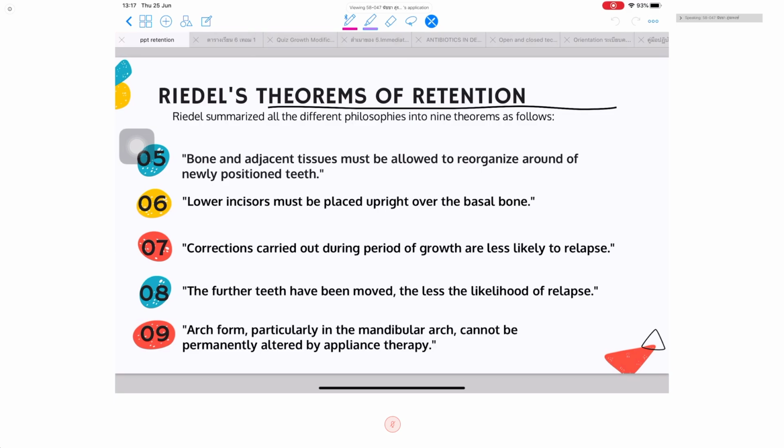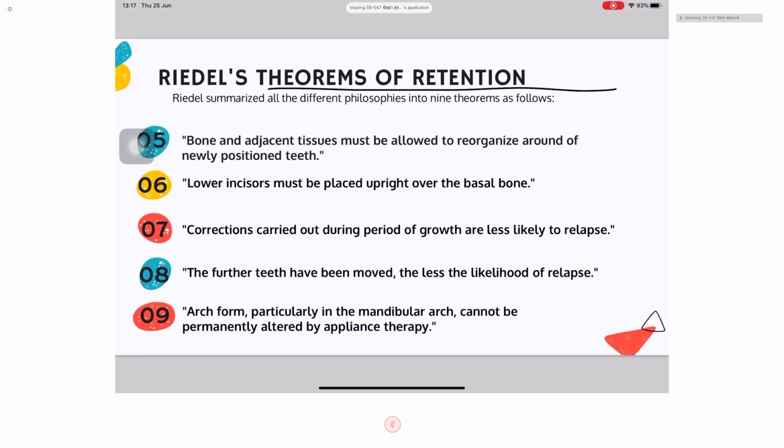Theorem 6. Lower incisors must be placed upright over the basal bone. More stable results are obtained when the mandibular incisors are either upright or slightly retroclined over the basal bone.